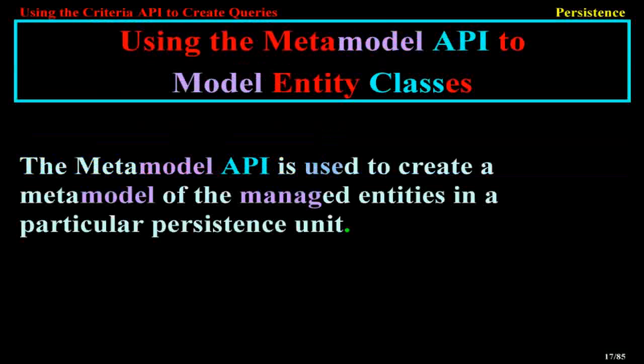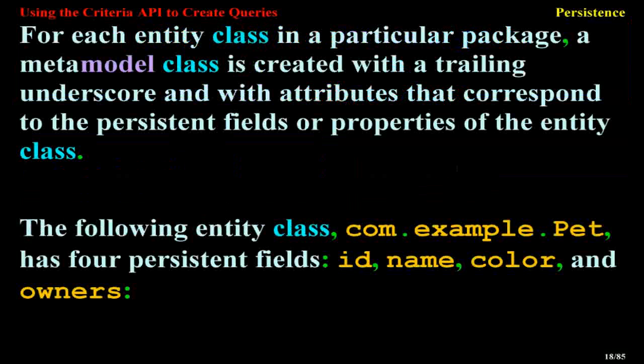Using the Metamodel API to model entity classes. The Metamodel API is used to create a metamodel of the managed entities in a particular persistence unit. For each entity class in a particular package, a metamodel class is created with a trailing underscore and with attributes that correspond to the persistent fields or properties of the entity class. The following entity class, example.Pet, has four persistent fields: id, name, color, and owners.